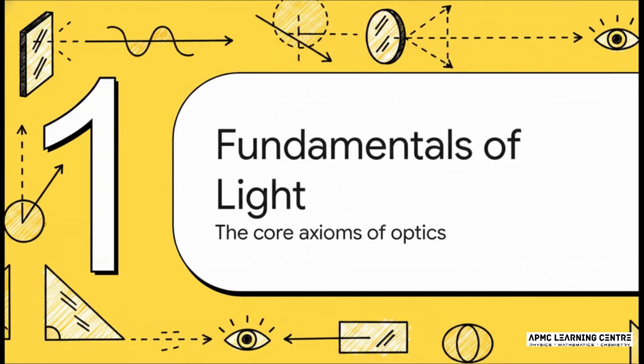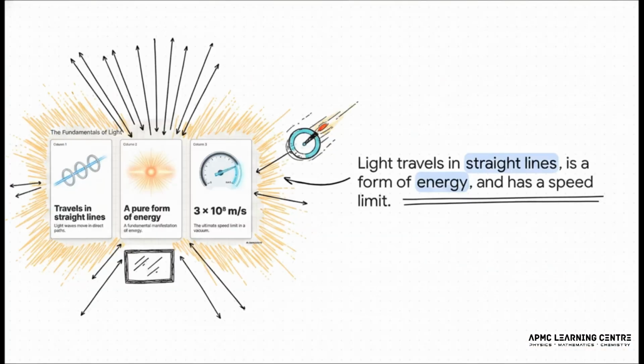Okay, first things first, we need to lay down the foundational rules. You can think of these as the non-negotiable axioms of light, that absolutely everything else is built on. There are just three things you need to lock in. 1. Light travels in perfectly straight lines. No swerving, no curving. 2. It's a pure form of energy. And 3. In the total emptiness of a vacuum, it clocks in at 300 million meters per second. That's the ultimate speed limit in the universe. These are our ground truths.